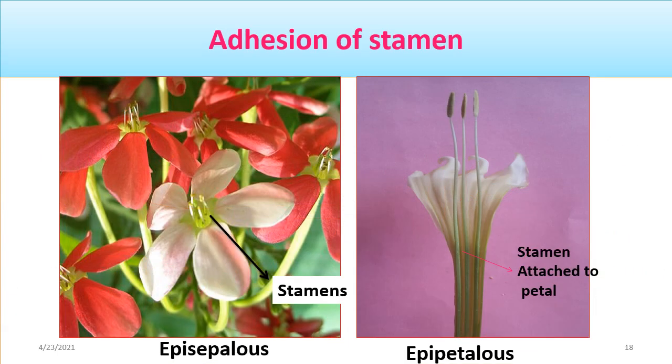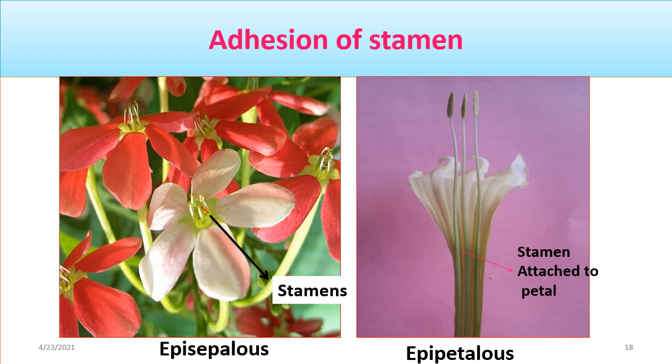Now see here the next part, that is adhesion. Now adhesion is different than cohesion. Cohesion means same to same, calyx to calyx, corolla to corolla, androecium to androecium, gynoecium to gynoecium. And adhesion is different. Adhesion is when a member of one floral whorl is attached to a member of another floral whorl. For example, here in this picture you can see the stamens are attached to the calyx.